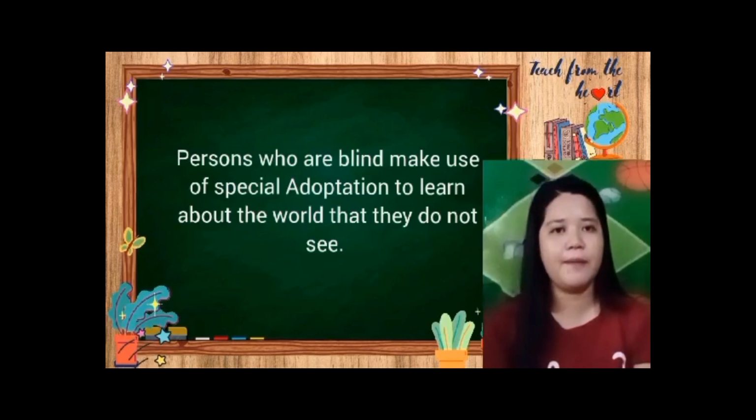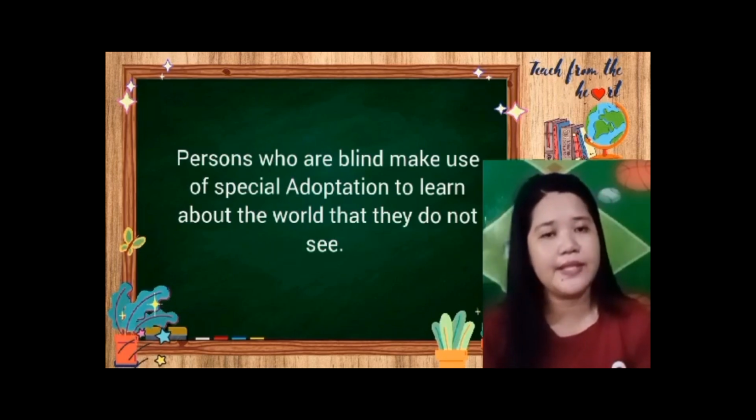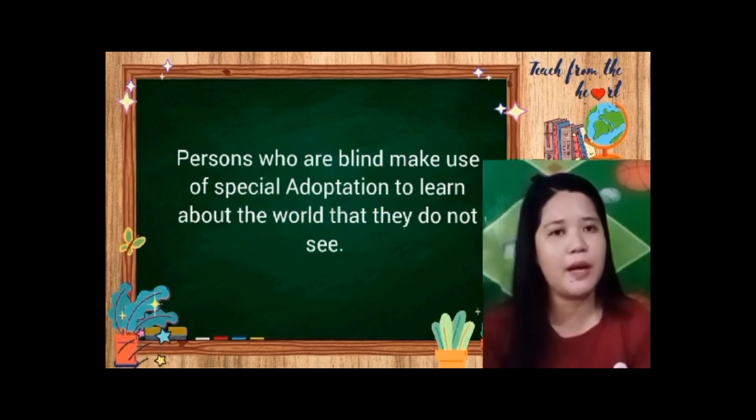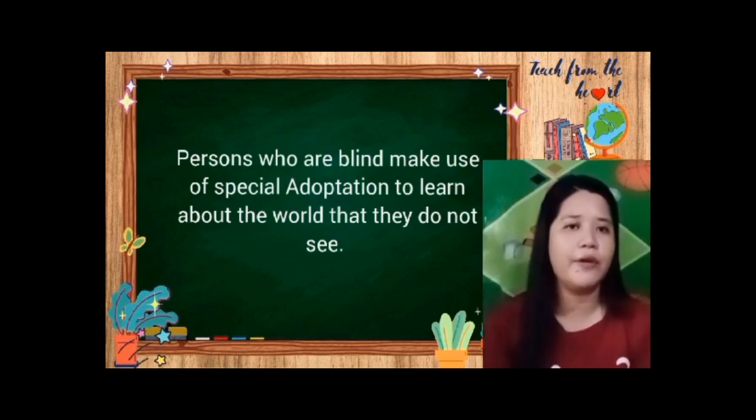For example, when a person can't see, their other senses like hearing, touch, smell, and also taste become really important for them. People who are blind use their senses in special ways to understand the world around them.